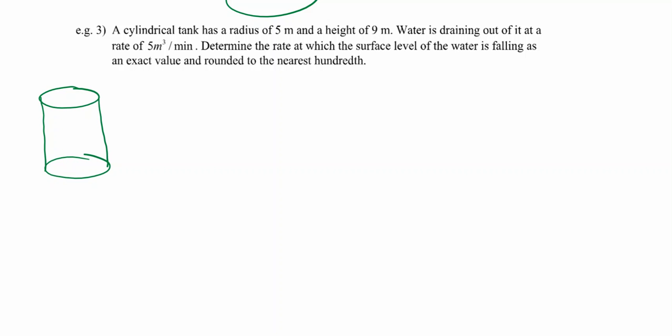Okay, so let's label in what we know here. It told us that the radius is 5 meters. What else do we know? We know the height of this cylinder is 9. So that's the height of the cylinder. And now we want to figure out how fast the water is draining out of this thing, right? Inside this, it started at the top, and then as time goes by, the height from here to here is going to be decreasing, right? It's going to be losing water over time.